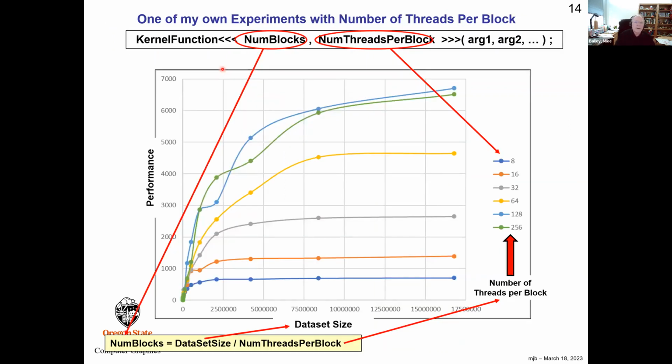Okay, so this is one of my own experiments with number of threads per block. This was 8, 16, 32, and so on. We know that with a warp being 32, anything less than that is really underpowering it. So here's 8, and sure enough, the performance is, well, of all the colored curves, this is the most abysmal.